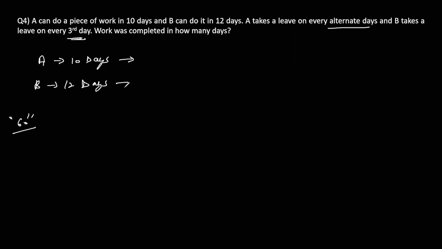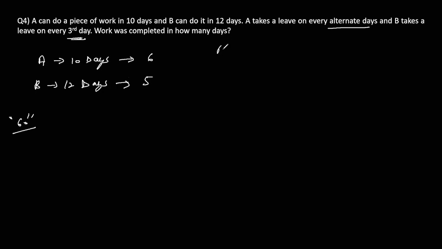A will do how many units per day? A will do 6 units per day. And B will do how many units per day? 5 units per day. Okay. Now A takes a leave on every alternate day and B takes a leave on the third day. Work was completed in how many days?